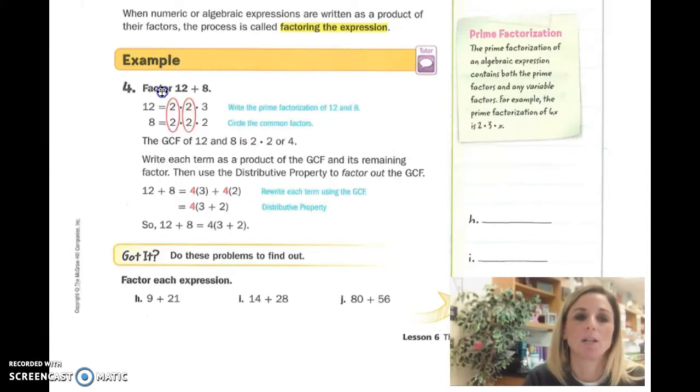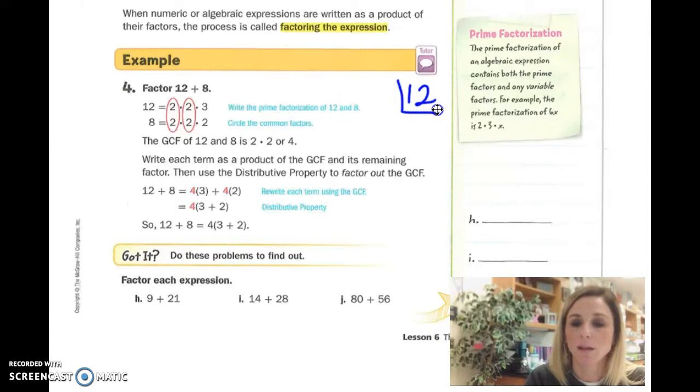So let's take a look at factoring 12 plus 8. We already all know the answer, but what we're doing is working on prime factorization. So we are writing the prime factorizations of 12 and 8. Now, some of us might not remember how to do that. I taught you a couple of different methods. The one method that I'm going to stick with today during the teaching is like this.